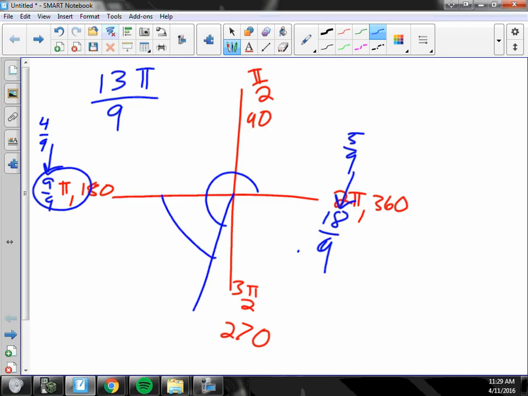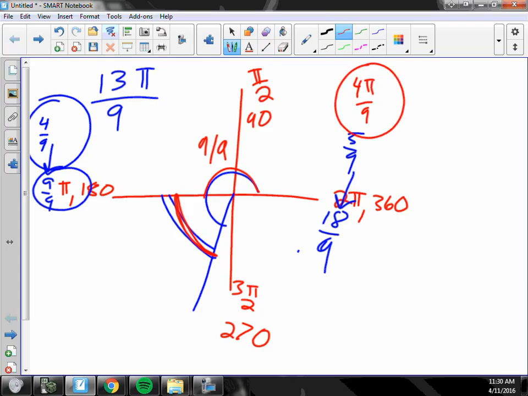Okay, so what's my reference angle? Well, I already figured it out. How far past 9/9 did I go? 4/9. When you figure out which side you're closer to, that's the reference angle. So this piece was 9 over 9, and I need 4 more ninths to reach 13/9. So it's 4 pi over 9. That is the reference angle. I'm 4/9 beyond 9/9. What's your question?